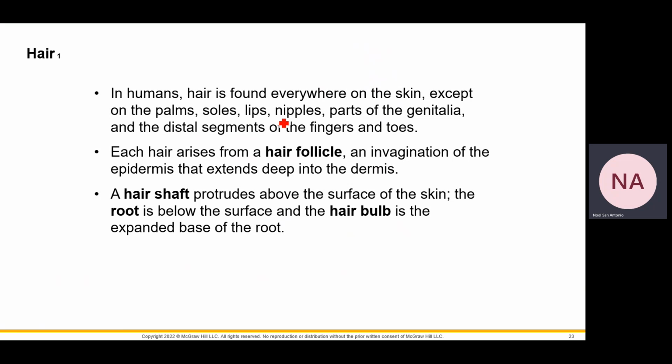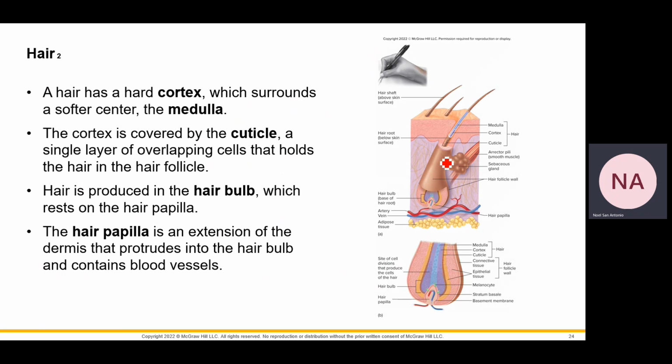Because in those areas of the body, we do not have follicles. Because hair arises from a hair follicle. That is your hair follicle.